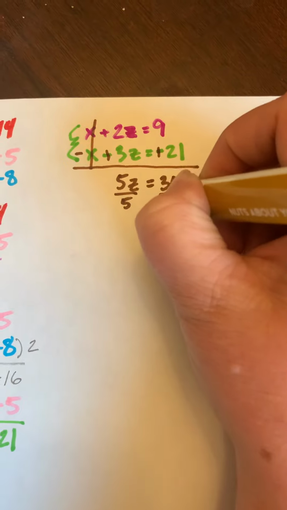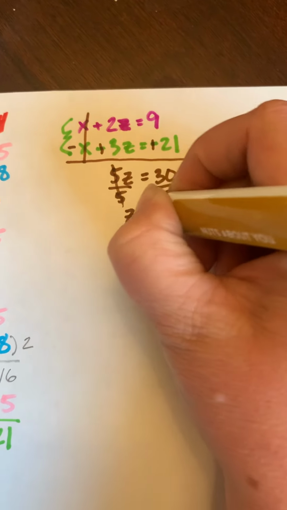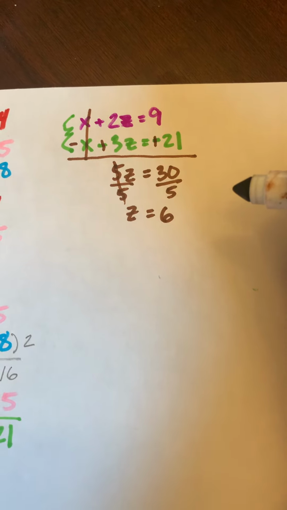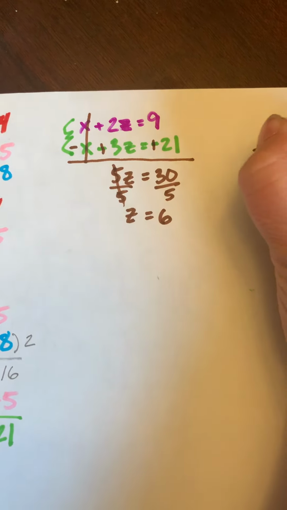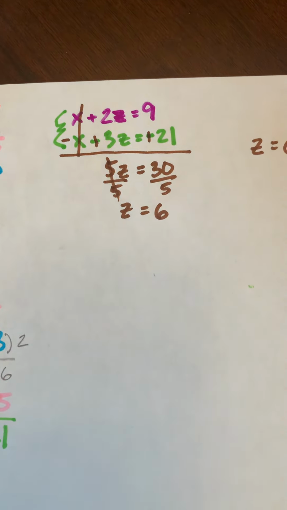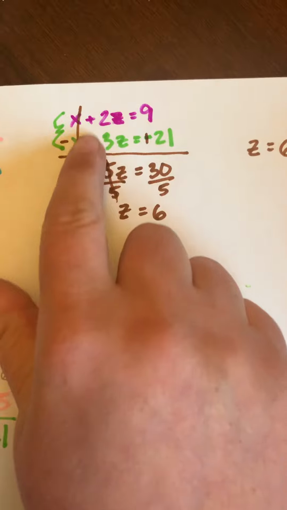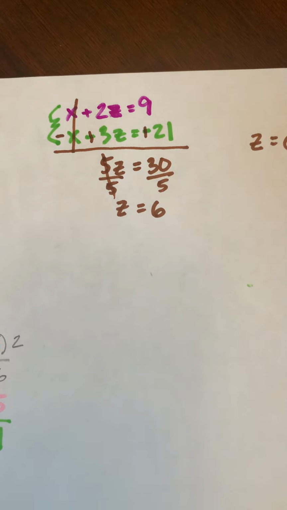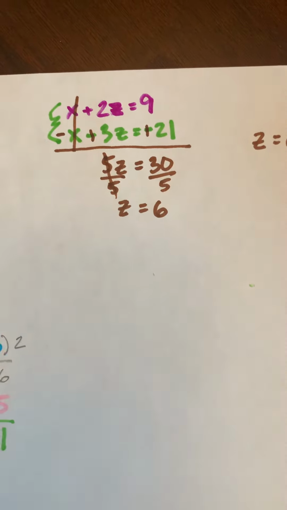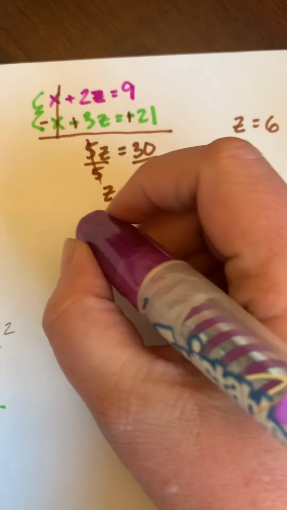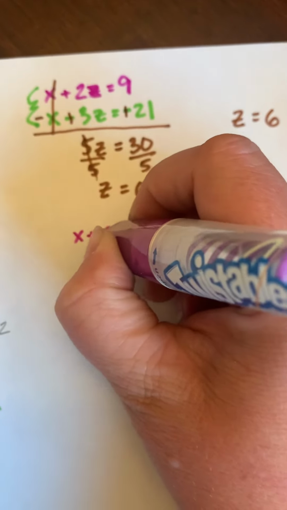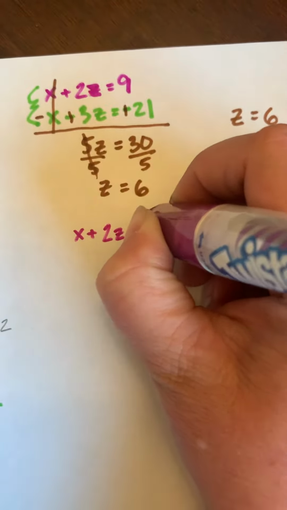Divide both sides of the equation by 5. Z is equal to 6. So I am most of the way there. I already know what z is. Z is equal to 6. Now I can go back to one of these two equations that have just a z and an x in it. I'm going to use that top one. It's got smaller numbers in it, so I tend to like it better. X plus 2z equals 9.